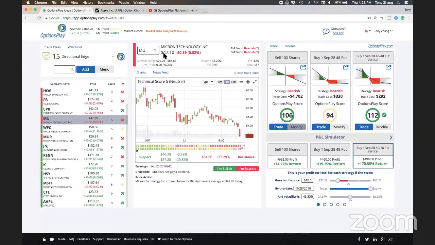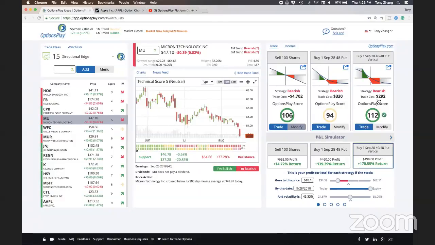So I have Micron Technology here. I have two buttons here at the bottom. One says I'm bullish, one says I'm bearish. So right now I'm going to click on the bearish side because I'm bearish on this particular stock. As you can see, I have three strategies. I can short the stock, I can buy a put, or I can buy a put spread.